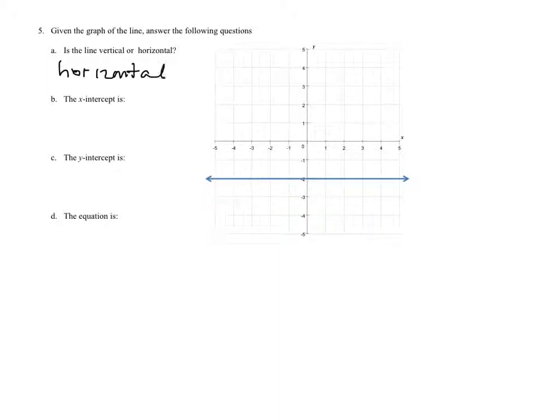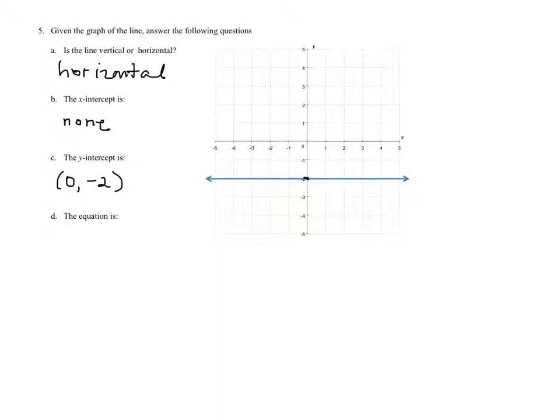Let's look at a horizontal line. There it is. Now we're going to look for the x-intercept. We look high, we look low, we can't see it, there's none. Y-intercept, yeah, we got one. It's the point 0, comma, negative 2. And again, notice I'm writing all of my intercepts as ordered pairs.